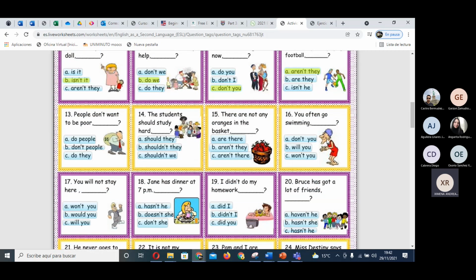Let's finish this part, maybe until 16, to continue with the grammar section of the other part. Diego Cabrera, 13. People don't want to be poor.